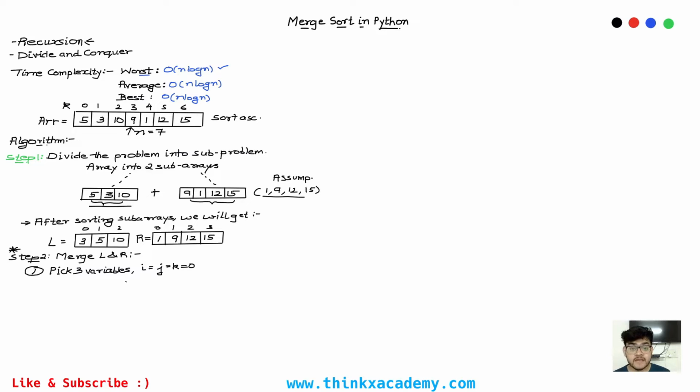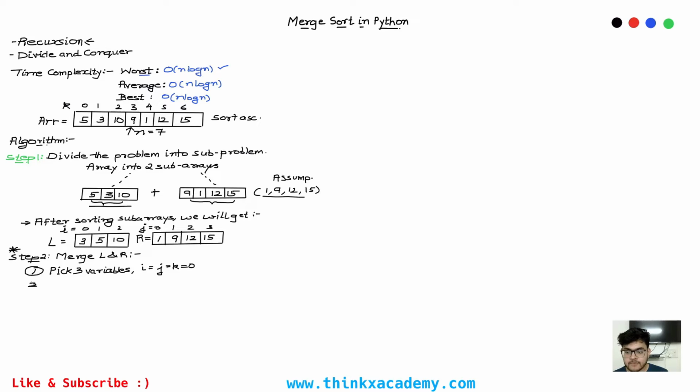So we are going to pick three variables, i, j, and k, and initially all of these will have a value of 0. Let's understand the uses of these three variables. The first variable is i, and i represents the index position of the left subarray. j represents the index position of the right subarray, and k represents the index position of the whole array, right?